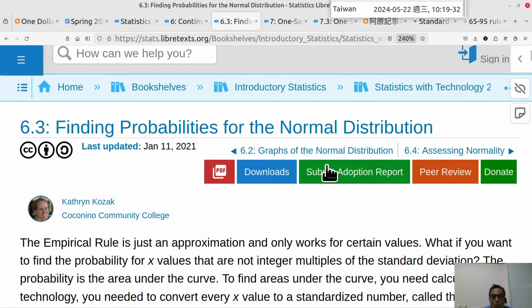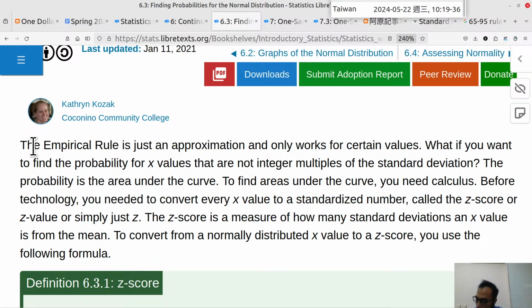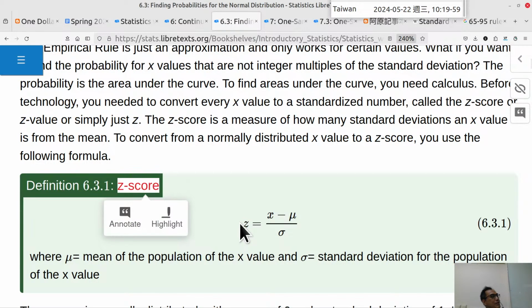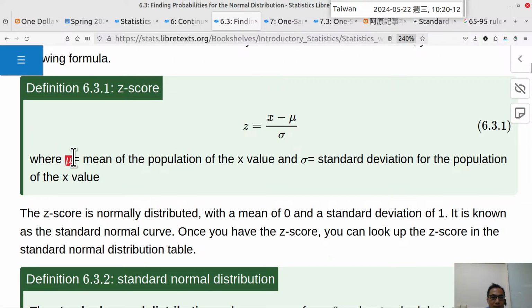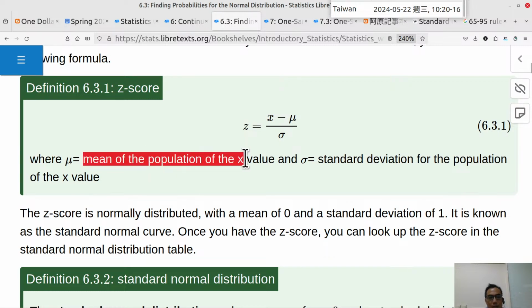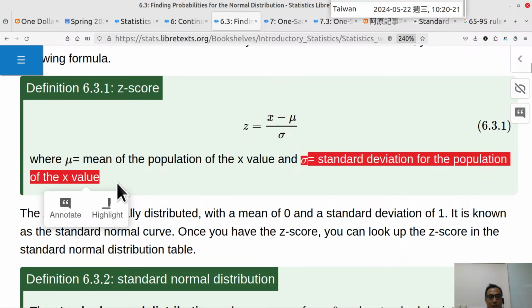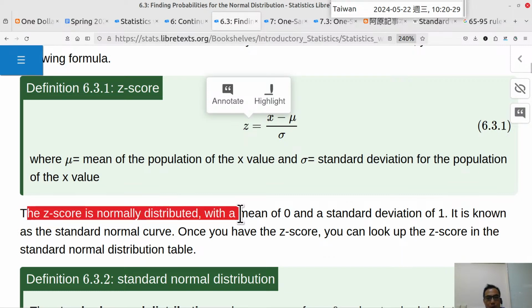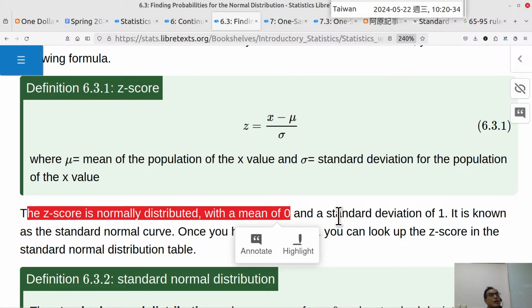Next we can see finding probabilities for the normal distribution. And here is the z-score. Sometimes you can study it a little bit like this, and especially we can use a lot of software or online applications. Here is the definition of this score, where mu is the mean of the population of X values and sigma is the standard deviation for the population of X values. This score tries to standardize it. The z-score is normally distributed with a mean of 0 and a standard deviation of 1. Actually, it's a kind of transformation.